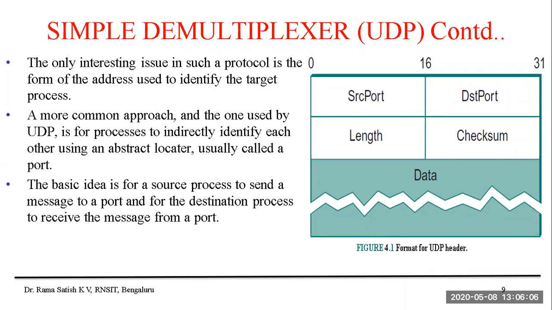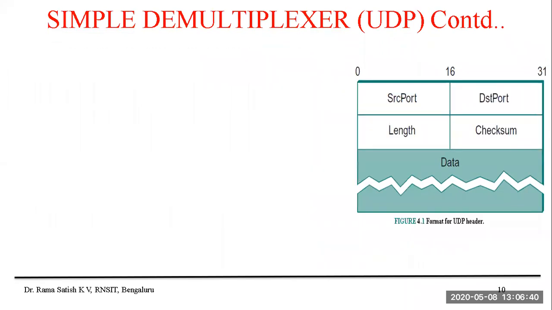Now, observe one basic idea: a process sends a message to a port, and the destination process receives the message on the same port. Suppose you are using the HTTP protocol, which is an application layer protocol. Whenever you run an application, HTTP uses port number 80, and on the destination side it is also 80. So only port number 80 is used for HTTP. So it becomes very easy.